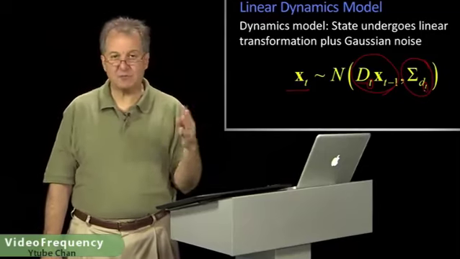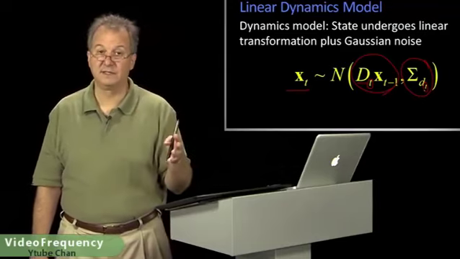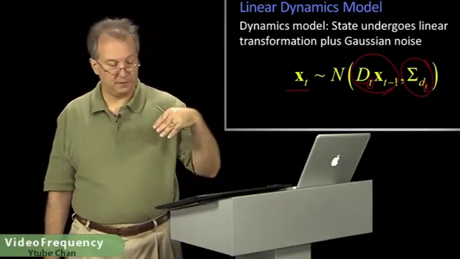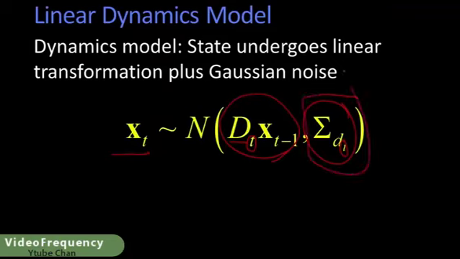I'll tell you the vast majority of Kalman filters, those D's are constant, so that the transformation and this thing here, which is referred to as the process noise, is constant. All that's absolutely required is that it's known for every time t. So that's the linear dynamics model. We're going to do an example of that in just a minute.